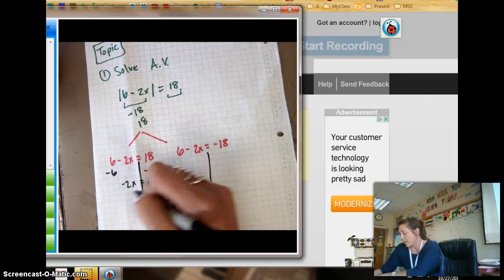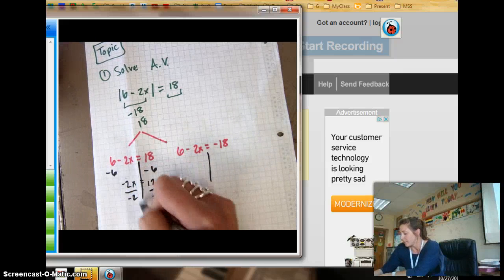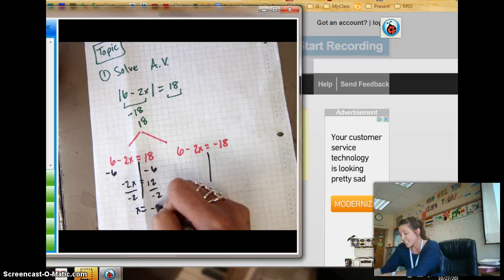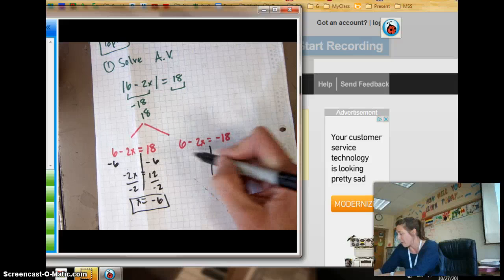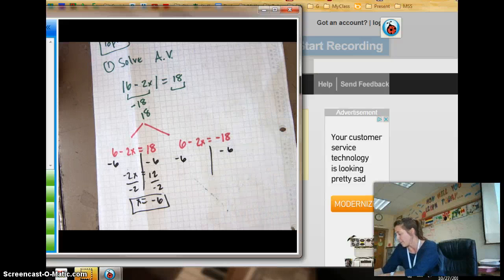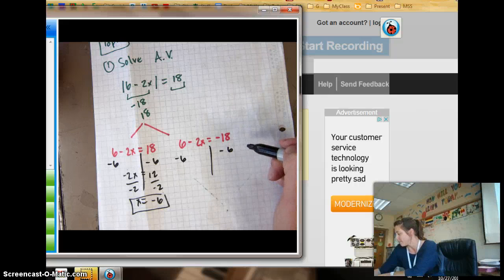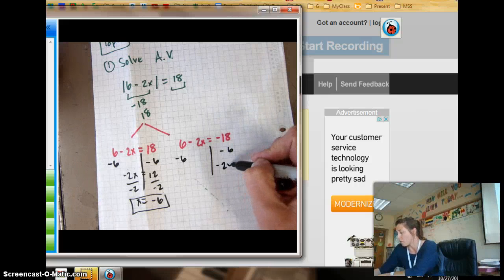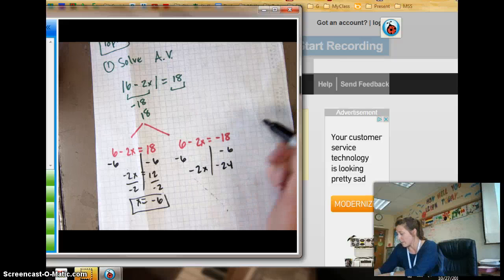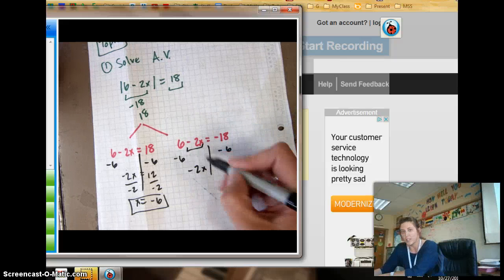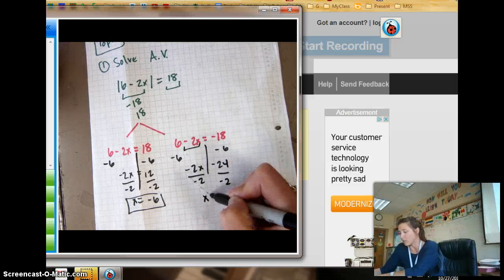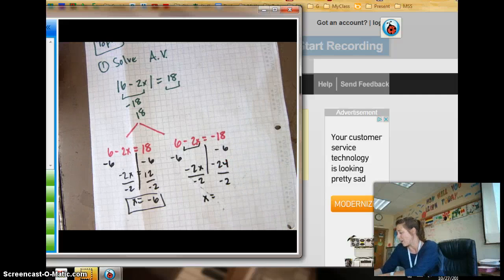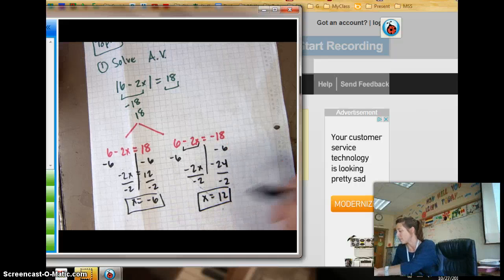You should get 12 divided by negative 2. Hopefully you got x is negative 6. So that's one of our problems. The other problem, if I subtract 6 on both sides, what do we get? Negative 24 and a negative 2x. Don't forget that term, it's a negative term up there. So now we divide by negative 2, and we get x equals 12, hopefully, if you solved those correctly.